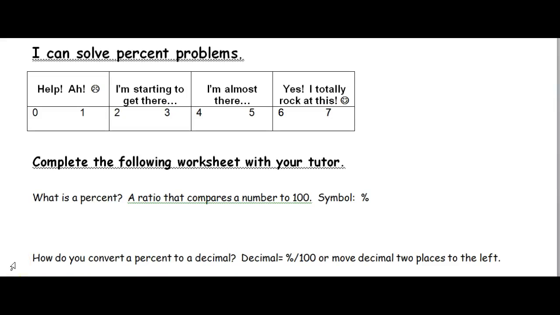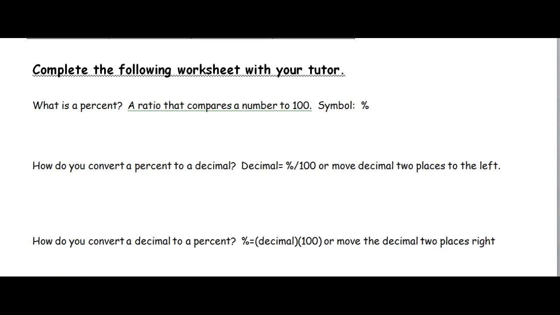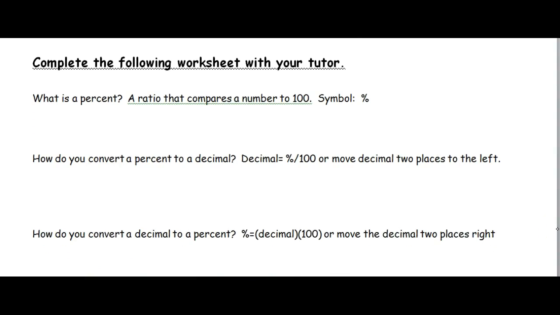Hello algebra students, this lesson is solving percent problems. Before we can solve a percent problem, a couple things we have to know. First, what is a percent? Percent is a ratio that compares a number to 100. And the symbol for percent is this little percent sign.